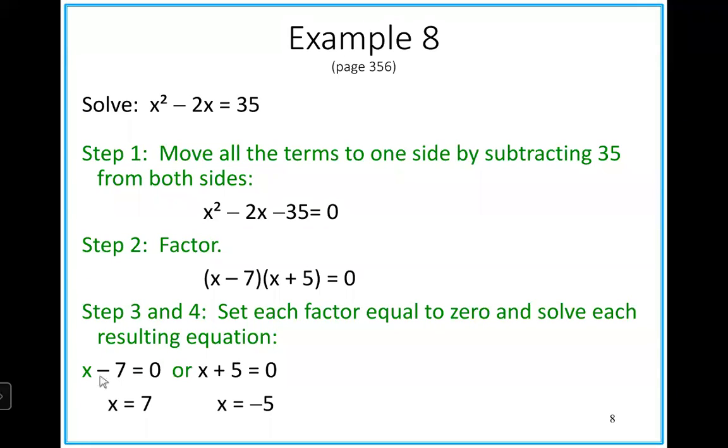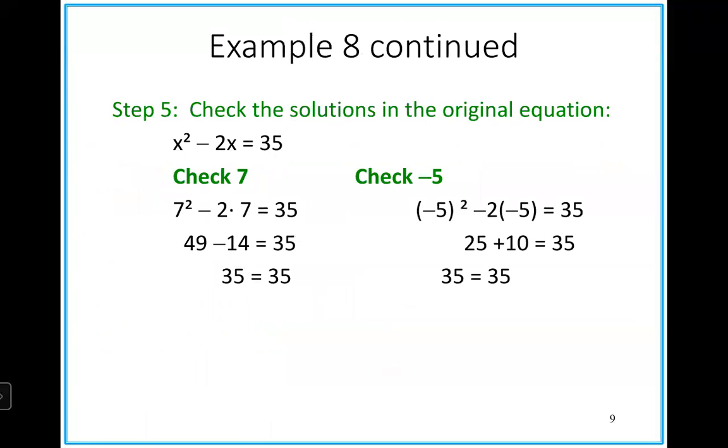Once you know that x minus 7 equals 0, it means that x must be equal to 0 plus 7, which is 7, or x must be equal to 0 minus 5, which will give you negative 5. So x is either 7 or negative 5. And you could always check your answer by substituting the 7 into it. If you put 7 in place of x, that's 7 squared minus 2 times 7 equals 35. So 7 squared is 49, 2 times 7 is 14, and 49 take away 14 is equal to 35. So that's true for this one.